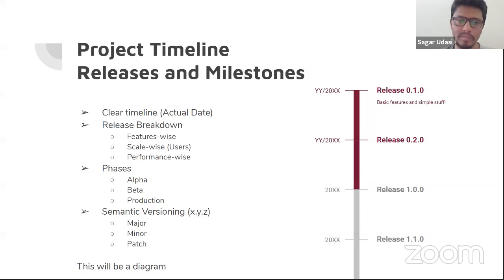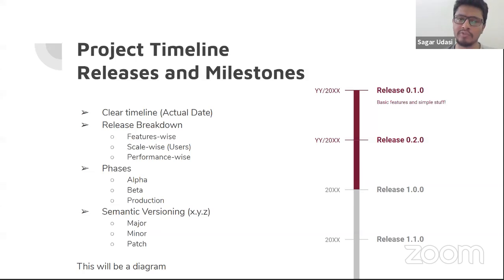Okay. And the way we can break down releases is either based on features. So what will be the feature set in the first release, then second release, third release. The third release can have more features as compared to the first release. So that is one way of breaking down the releases.